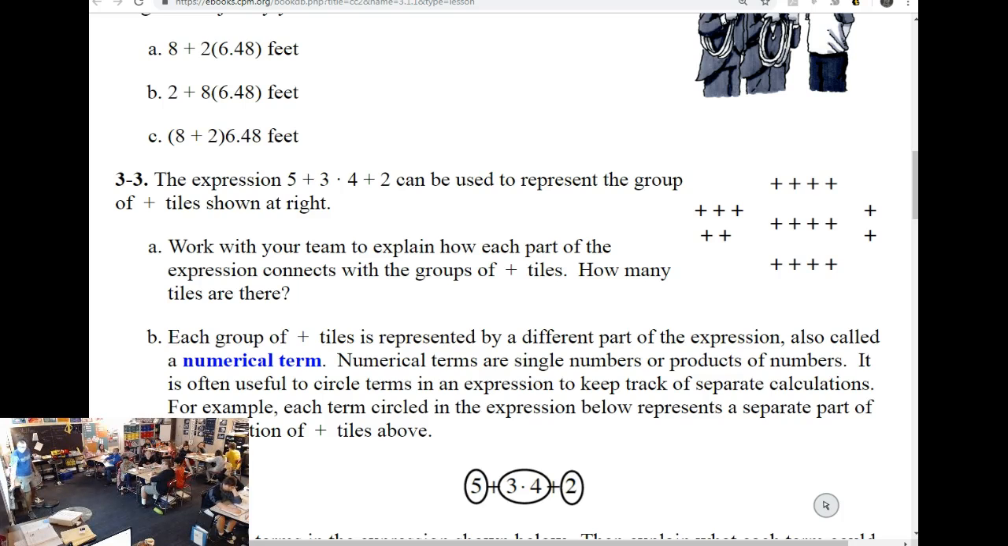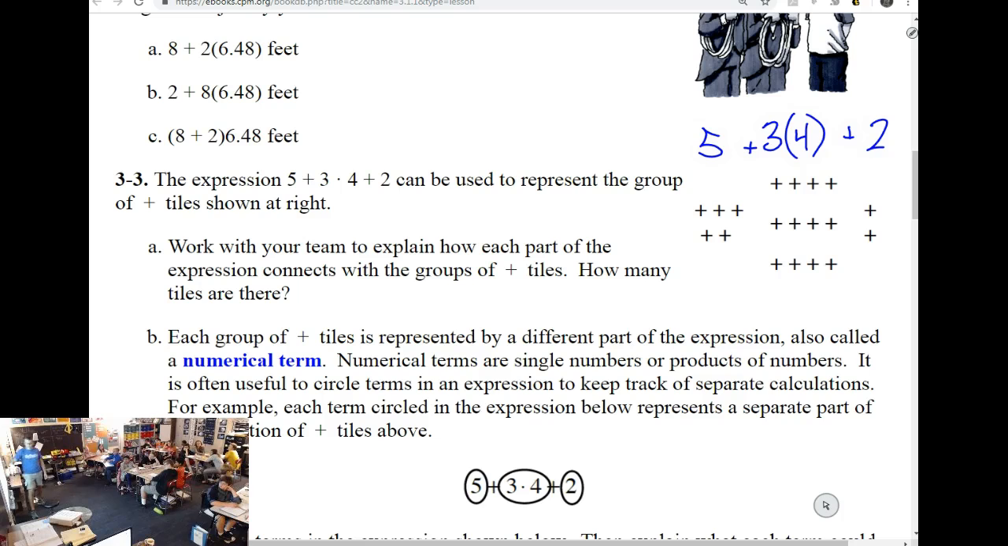But here, they have separated their tiles. So here's your 5. Here are your 3 sets of 4, right? One set of 4, another set of 4, another set of 4. So that's your 3 times 4, which we don't have to use the dot if we don't want. And then 2 more. You can't just draw like a pile of pluses. You would want to separate them and write it out cleanly, something like this.